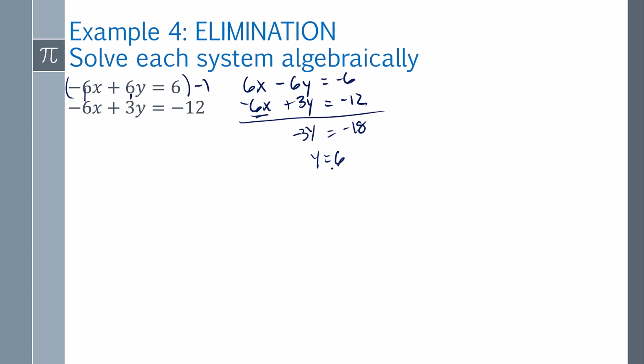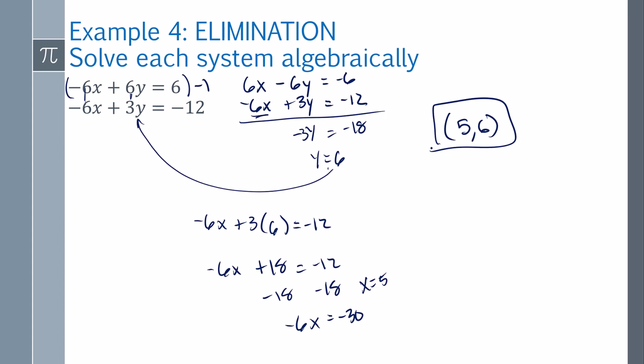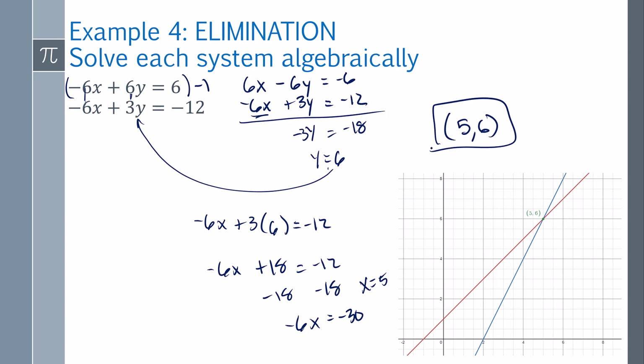Now we have to find x. So if we plug it back in, say if I plug it into the bottom one, negative 6x plus 3 times 6 equals negative 12. So negative 6x plus 18 equals negative 12. Minus 18 on both sides. Negative 6x equals negative 30. And so divide both sides by negative 6, you're going to get x equals 5. So now writing it as a point, your solution is going to be 5, 6. And so looking at the graph, it intersected at 5, 6.